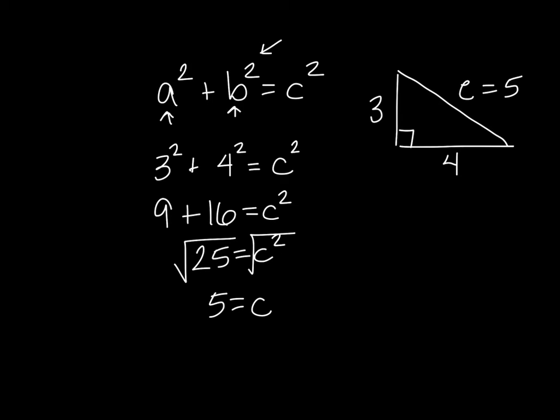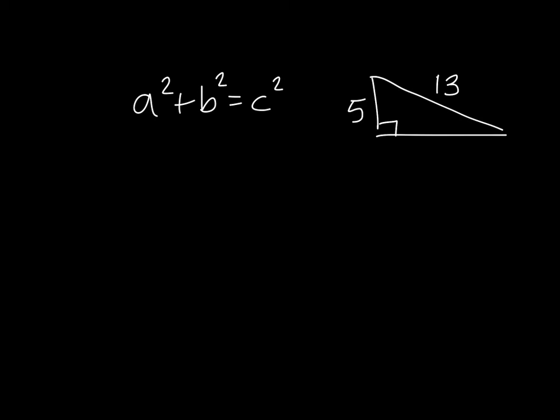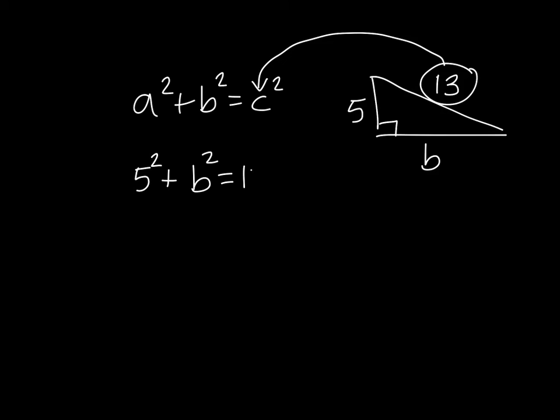Another way that this could happen, I'll write it down again: maybe instead of two legs, you're told one leg and then the hypotenuse, and you need to find the other leg. It's really important here that when you plug in 13, you plug it in for the C value. Don't get in the habit of always plugging in for A and B. So let's say A is 5. B, we don't know, so we'll just leave B. And then C is 13.